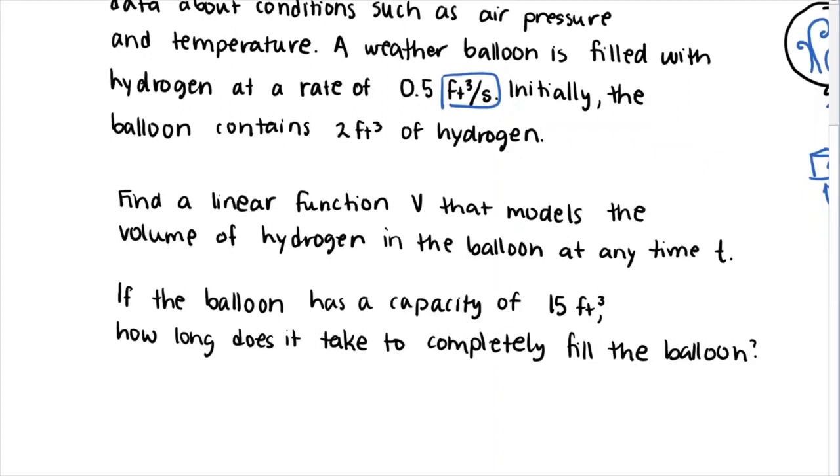time t. So our output variable is v, and our input variable here is this time t, right? So our dependent variable, the volume, the volume depends on how much time has passed. V is kind of like our output variable, and t is like our input variable. And so here, this volume, we want to define our variables very explicitly, right? This is the volume of hydrogen in the balloon, and we want to make sure we specify the units. It's in feet cubed.